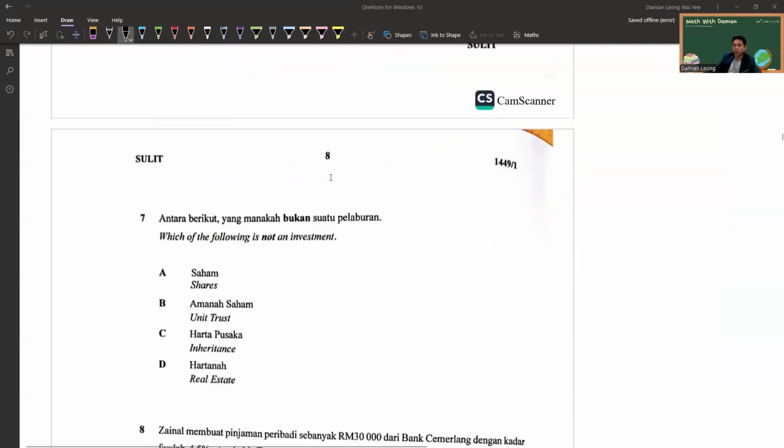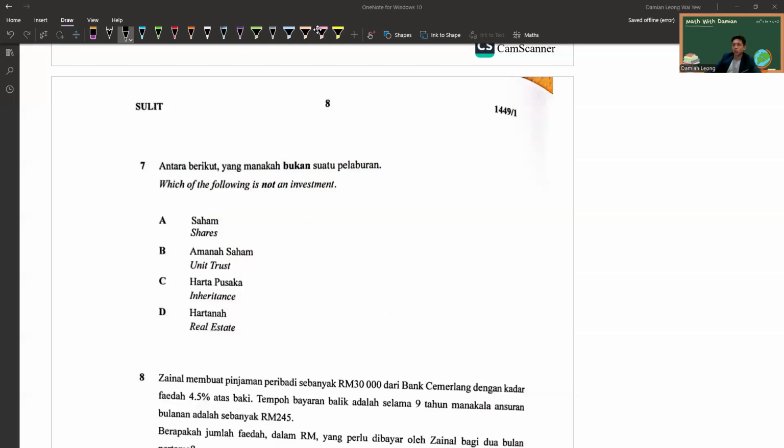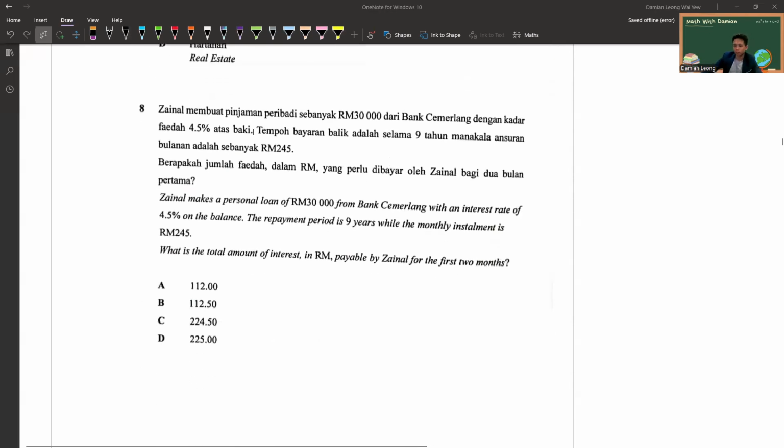Then question 7. Which of the following is not an investment? Shares, unit trust and real estate are also investments, because they are something that we buy and sell, and maybe earn other types of income from, like dividends from shares and unit trust, and rental from real estate. But inheritance is not something we control, so we don't put money in to get inheritance. So definitely inheritance is the one that is not an investment. Okay, that's question 7.